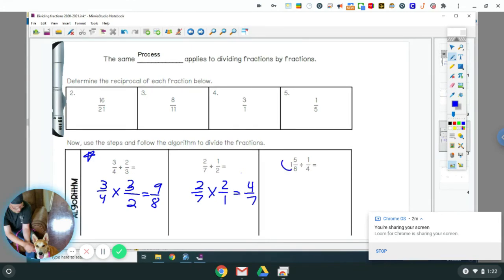Okay, I have to change this to improper. So 8 times 1 is 8, plus 5 is 13. Divided by 1/4. So you keep it, switch it, flip it. And now you can simplify the 4 and the 8. So 4 divided by 4 is 1. 8 divided by 4 is 2. So 13 times 1 is 13. And 2 times 7 is 14. And that's how you divide fractions.